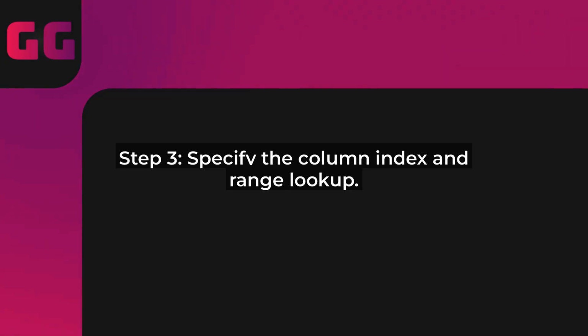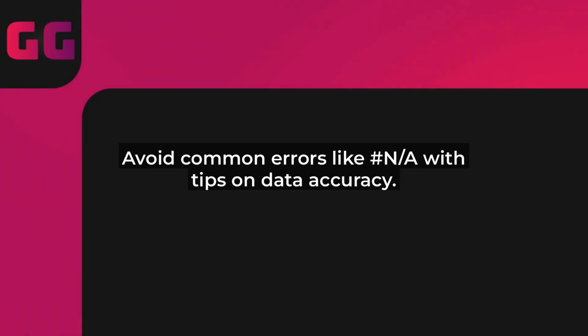For example, if you have a list of employee IDs in column A and their names in column B, you could use VLOOKUP to find the name based on an ID. Don't forget to use absolute references, like $ signs, to keep your table array locked in place when copying the formula.